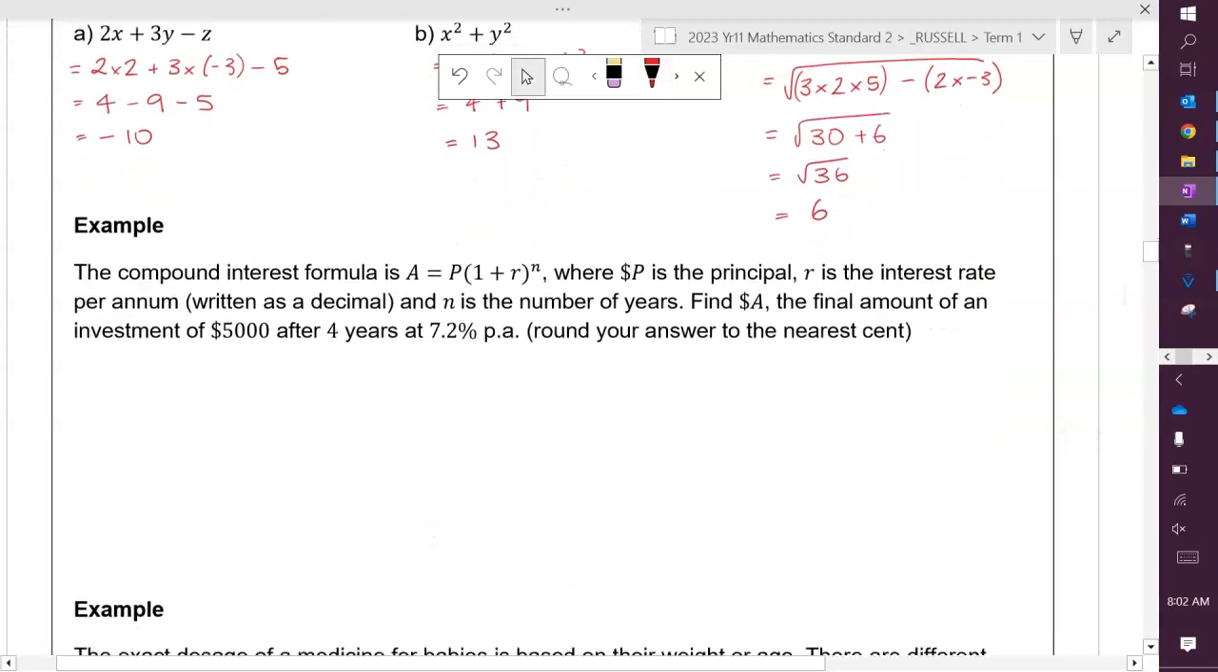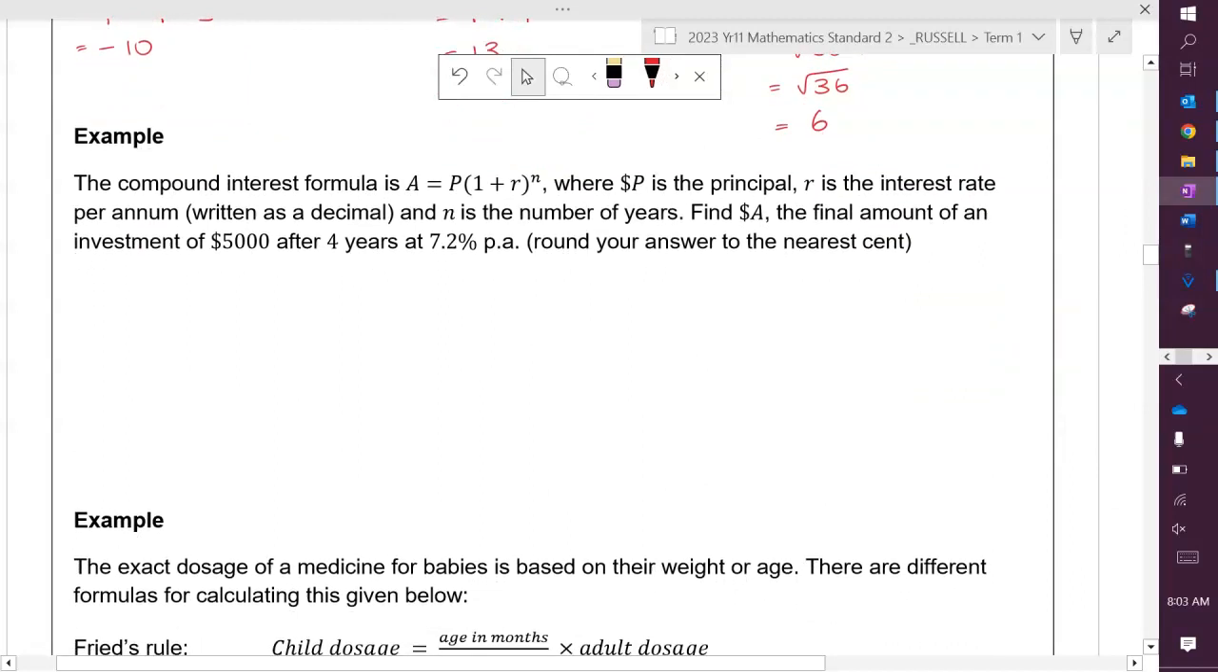The next example uses compound interest. So our compound interest formula is A equals P(1 plus R) to the power of N. P is the principal amount that we invest, so how much money you have. R is the interest rate, and it's written as a decimal. And N is the number of years. So we want to find A, the final amount of an investment of $5,000 after 4 years at 7.2% per annum, which means per year.